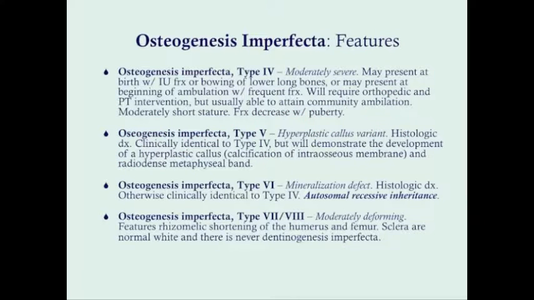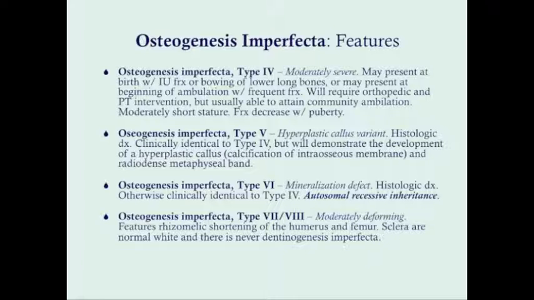OI type 4 is moderately severe, and this would be something between type 3 and type 1. This can present at birth with intrauterine fractures as well as bowing of the lower long bones, or it can present at the beginning of ambulation, more similar to type 1 OI, with frequent fractures and bowing. And this will require orthopedic and physical therapy intervention, but typically these children will be able to attain community ambulation, and they will tend to be moderately short, and the fractures will decrease with puberty.